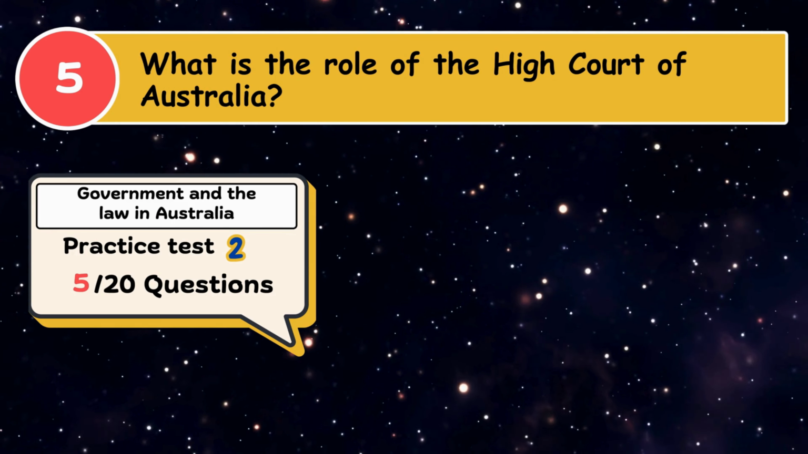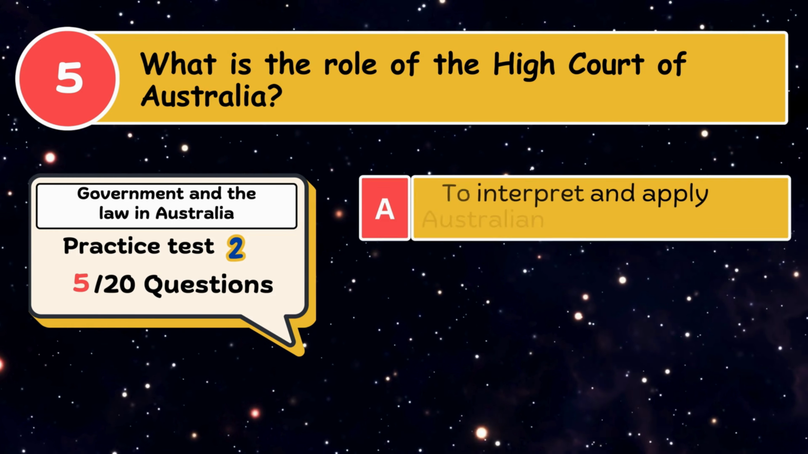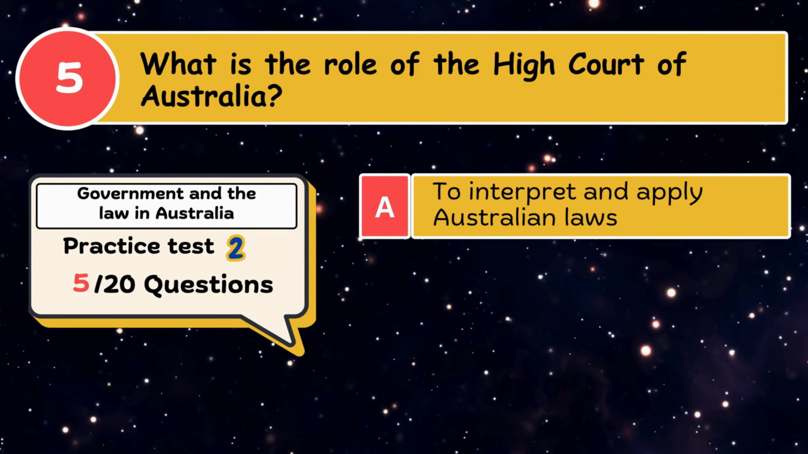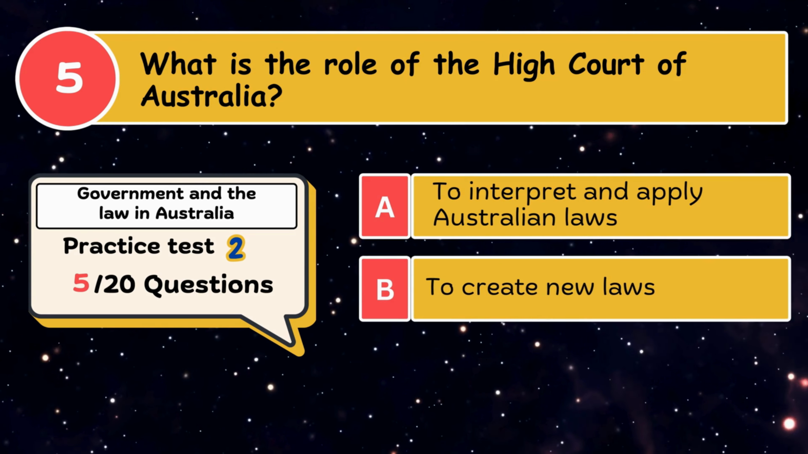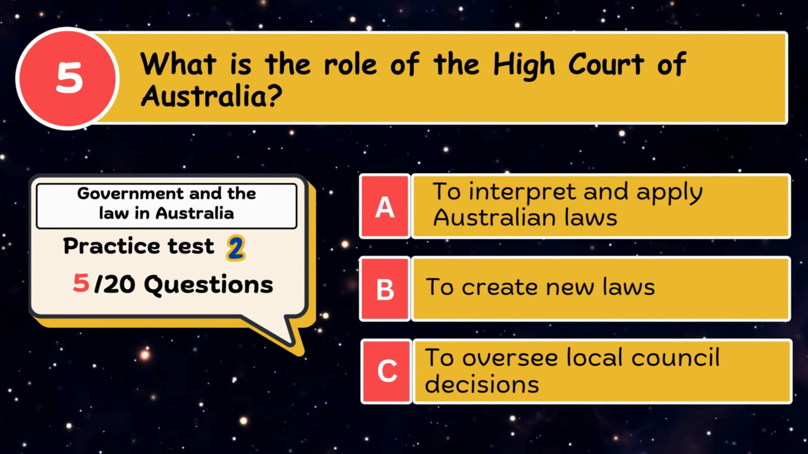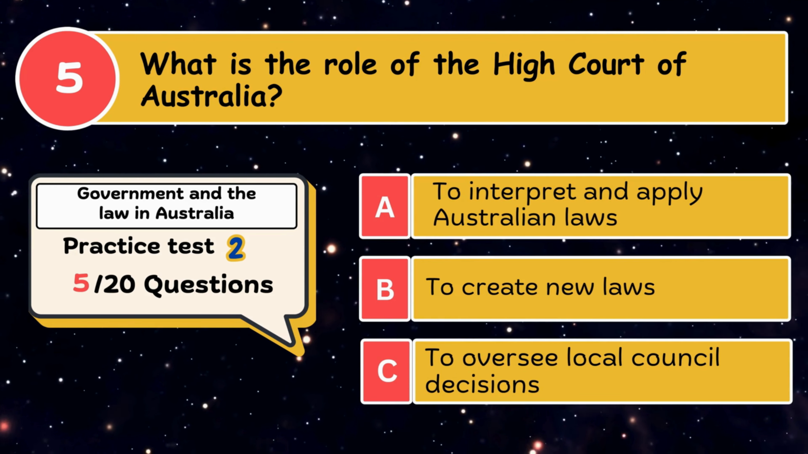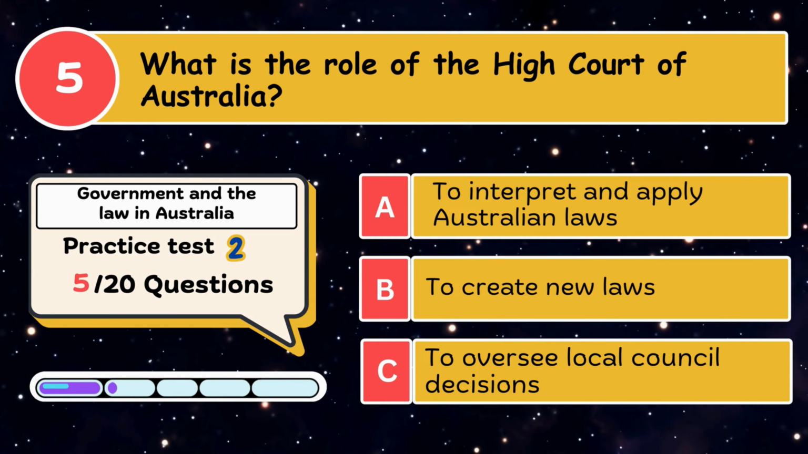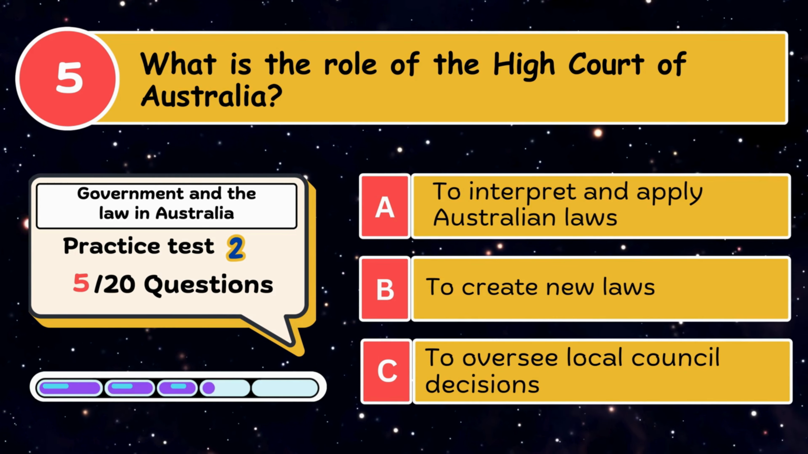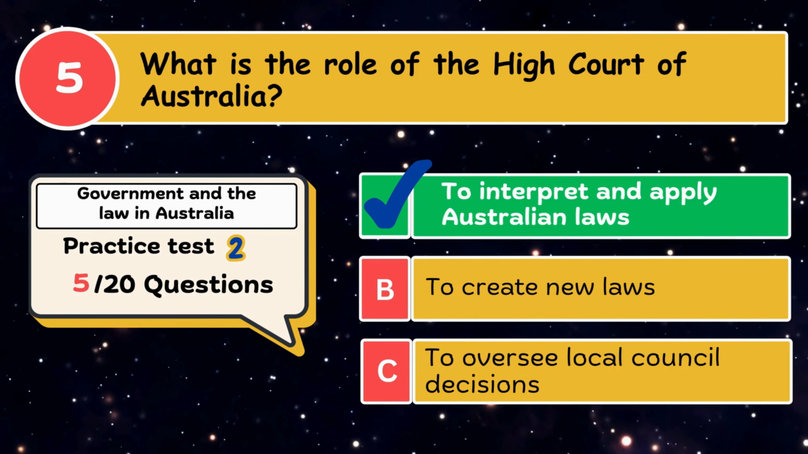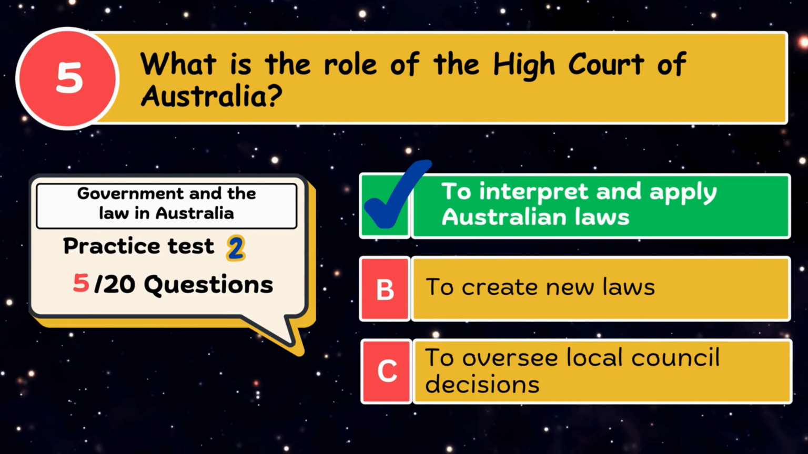What is the role of the High Court of Australia? A, to interpret and apply Australian laws. B, to create new laws. C, to oversee local council decisions. The correct answer is to interpret and apply Australian laws.